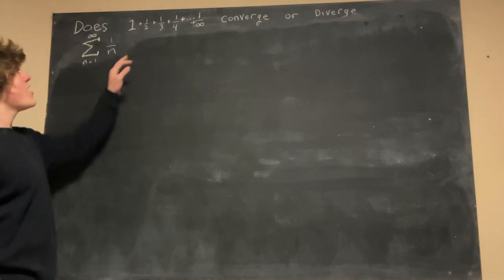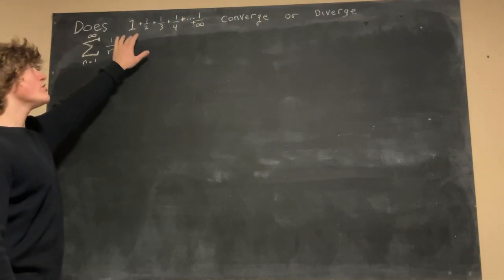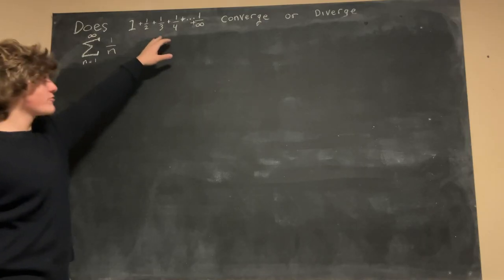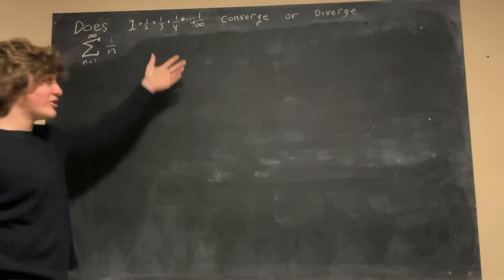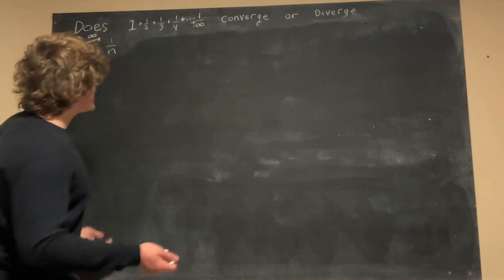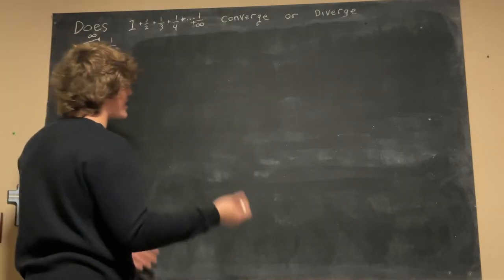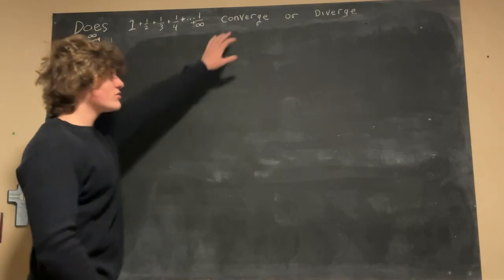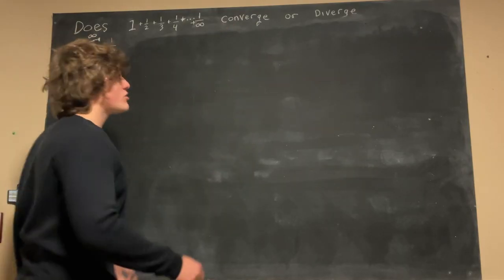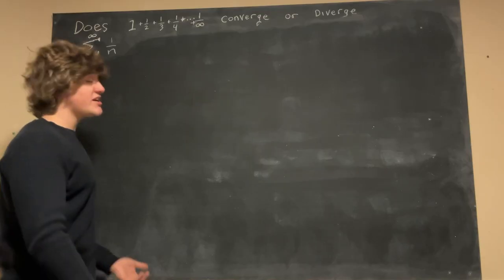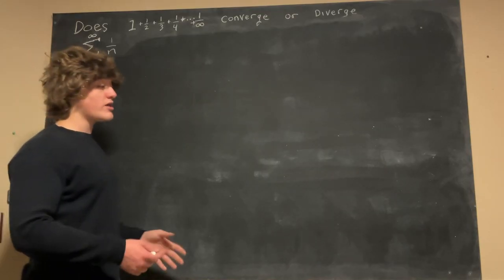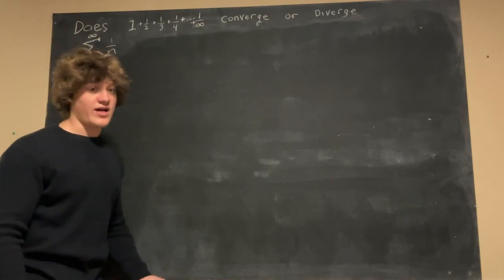In this video, I'll be covering this series: 1 plus 1/2 plus 1/3 plus 1/4 plus all the way up to 1 over infinity. So we are calculating the inverse of all of these integers, and we are adding them up and testing if they converge or if they diverge. Convergence or divergence essentially means whether something will be enclosed within a value.